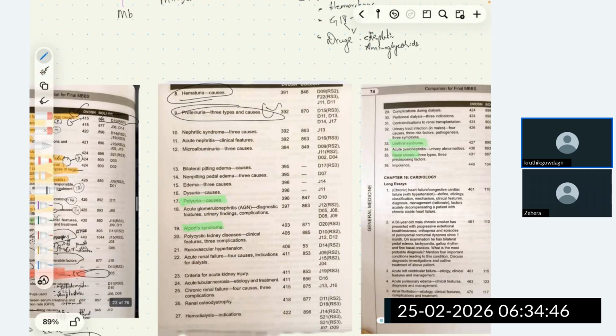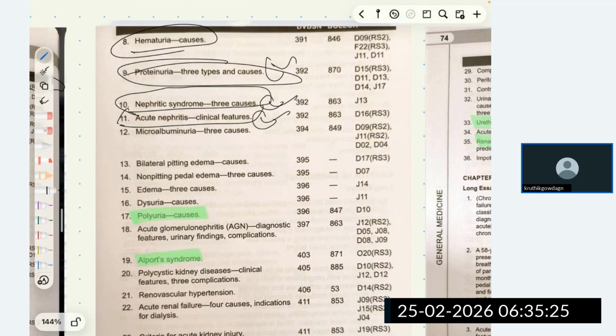And then we have nephritic syndrome, 3 causes already completed. Acute nephritis completed in 5 marks. Microalbuminuria, and what are the 3 causes of it? Albumin excretion of more than 30 mg and less than 300 mg is called microalbuminuria. Now, what are the 3 important causes of microalbuminuria?